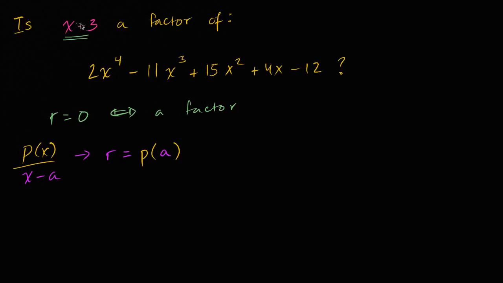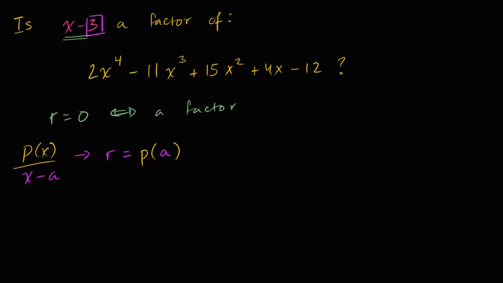So let's just see what a is in this case. Well, in this case, our a is positive 3. So let's evaluate our polynomial at x equals 3. If what we get is equal to 0, that means our remainder is 0, and that means that x minus 3 is a factor. If we get some other remainder, that means we have a non-zero remainder, and this isn't a factor. So let's try it out.